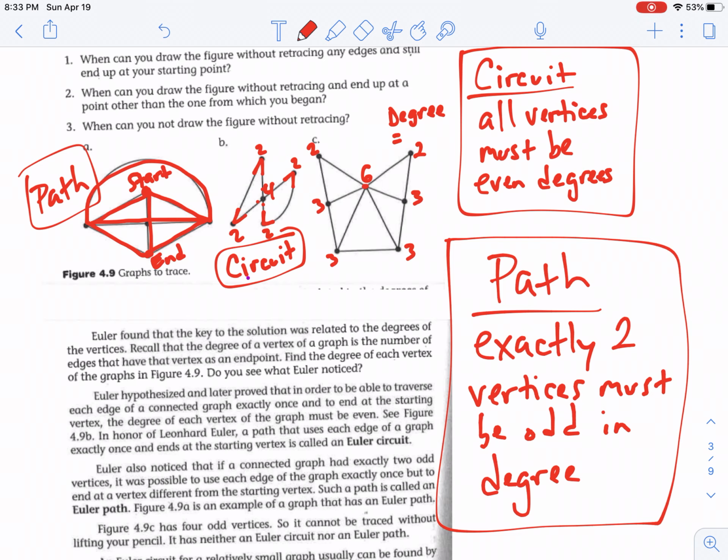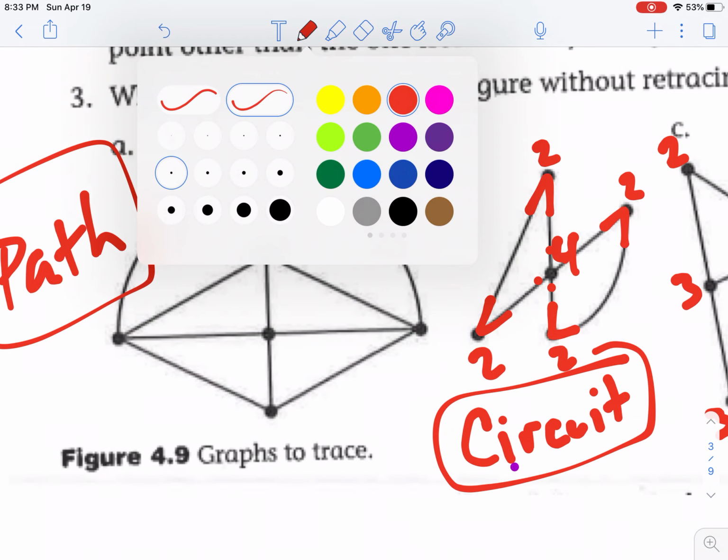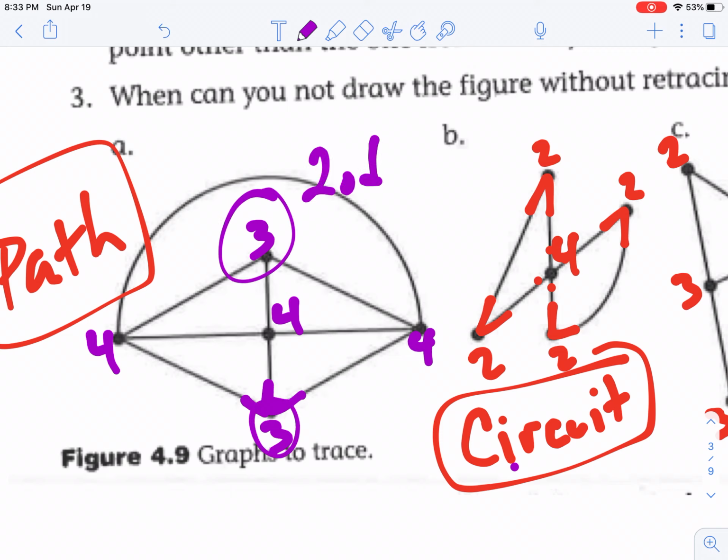They have odd degrees. Okay, so let's just examine this first one we did here. We said this was a path, right? Well, let's check it. So okay, that has 3, right? This one has 4. This one has 4. This one has 3. This middle one has 4, right? So if you notice, it's got all evens except 2 odds, which makes it a path.